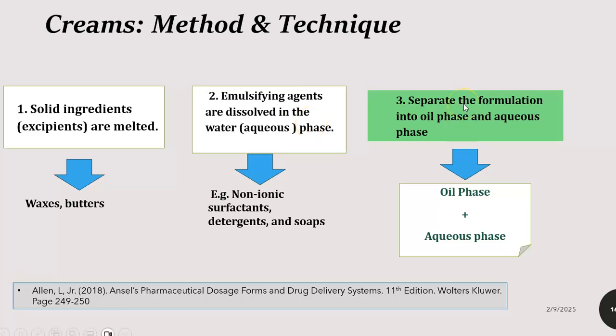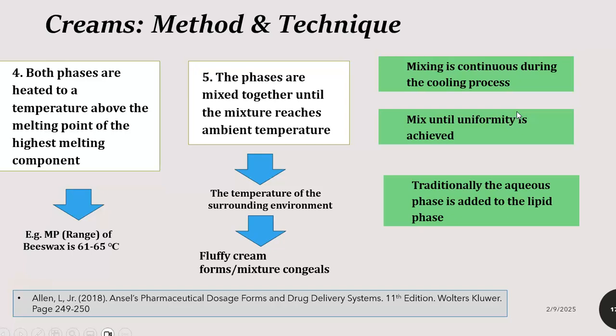Now, it's important to look at the recipe and separate what is the oil phase from the aqueous phase. Both phases are heated to a temperature above the melting point of the ingredient with the highest melting point. So I've placed an example here for you.